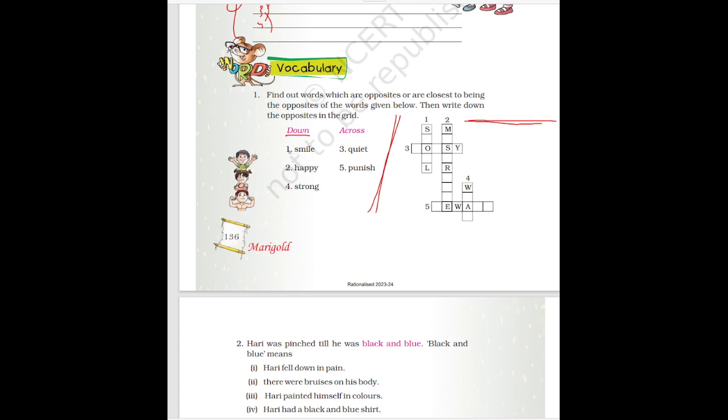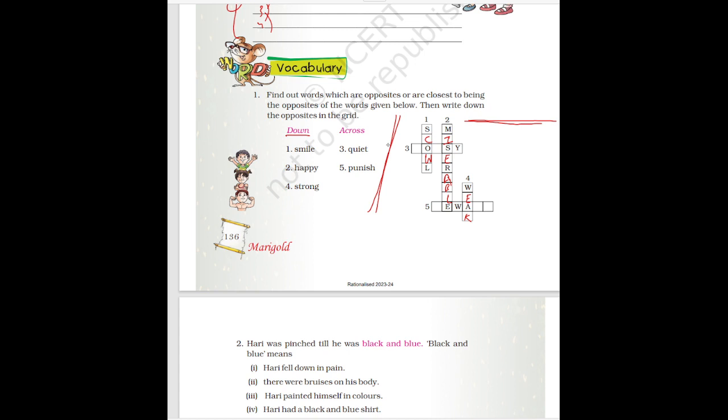So first we will see the opposite of smile. Here few letters are given and few are missing. Opposite of smile is scowl, which means unhappy or upset. Then second is happy. Opposite of happy is miserable, miserable means in a very bad condition. Then strong, opposite of strong will be weak.